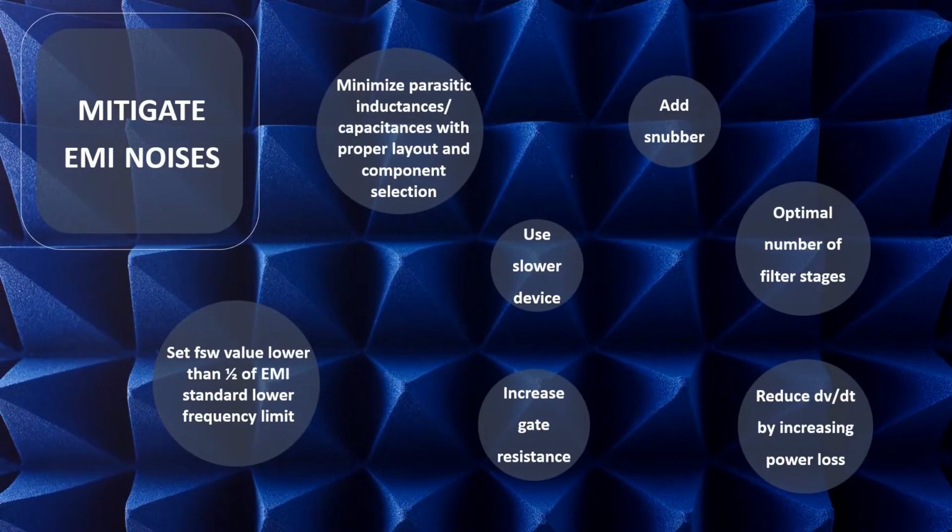In general, the EMI noises can be reduced with the help of different parameters. In case you don't want to change the topology and modulation method, it is possible to increase the gate resistance, use a slower device, add a snubber, or minimize parasitics. If these solutions are not enough, a topology change and a modulation method change are necessary.